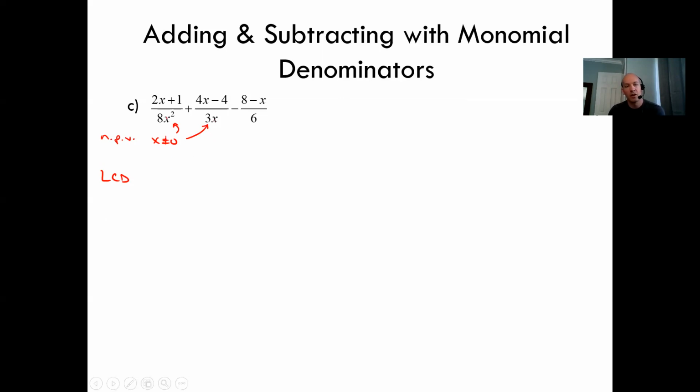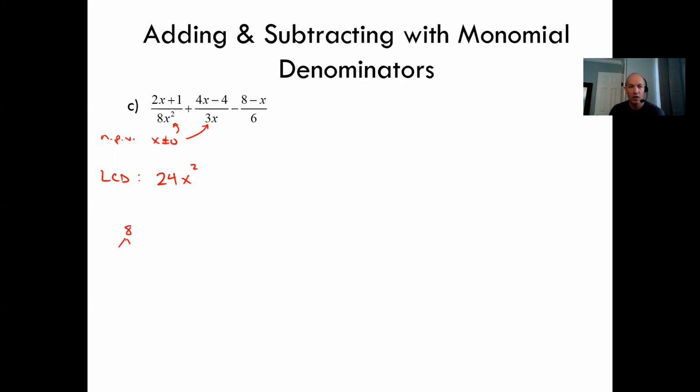The lowest common denominator between 8, 3, and 6. You've got to work this out, so you can take some lucky guesses. You could say, I feel like 24 should work. Is 24 divisible by 8? Yeah. Is it divisible by 3? Yes. And 6? Yeah. And of course, we've got x squared, we've got x, and we've got 6, so it's going to be 24x squared.